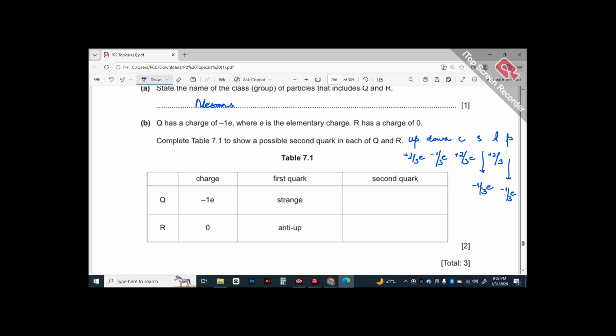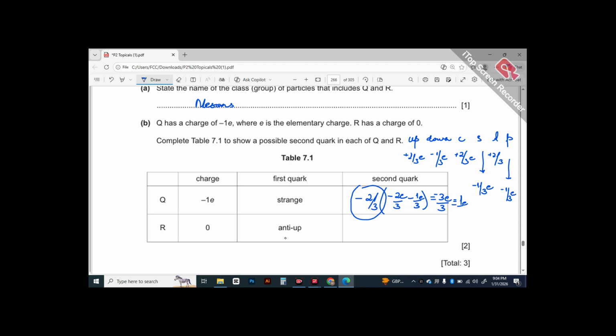So strange has minus 1 by 3e, and the final charge which we have is given to be minus 1e, so the remaining should have been minus 2 by 3. Why? So that minus 2 by 3 paired with minus 1 by 3e gives us minus 3 by 3e, which is nothing but minus 1e, right? So you are going to just write this here.